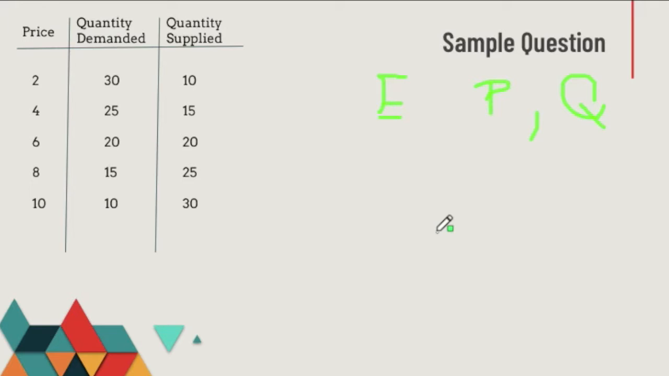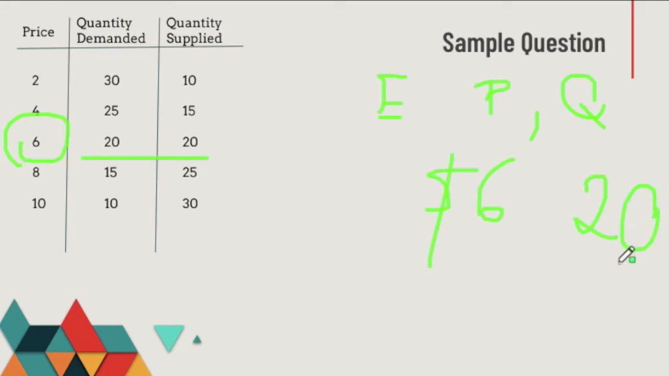Now the equilibrium price and quantity is going to be where the quantity demanded is equal to the quantity supplied. In this table, we see that the quantity demanded goes down as price goes up, following the law of demand. And the quantity supplied goes up as price goes up, following the law of supply. Where quantity demanded equals quantity supplied is right here, 20 and 20, at $6. So our equilibrium price is $6, and our equilibrium quantity is 20.